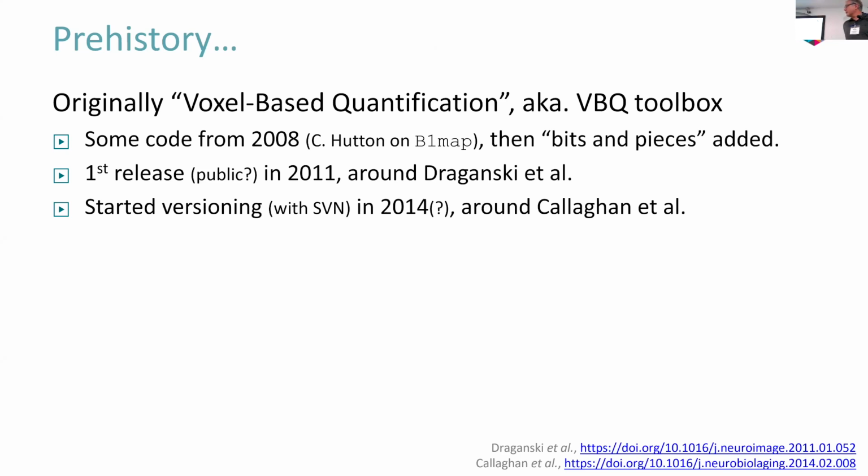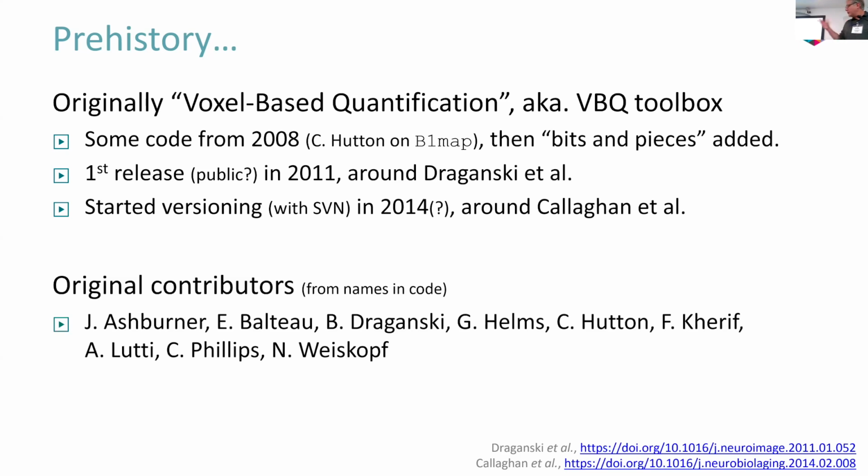And then it was really used for the first time, as far as I know, by Bogdan Draganski for his publication in 2011. Then Martina published the famous aging and qMRI data paper in 2014. And that's where things started being a bit more professional, and the code was versioned on the in-house SVN server. Then a bunch of people were involved, based on the names found in the code. You see Nick is there, John, Bogdan, Gunther Helms, Chloe Ferrat, who just arrived, Antoine, who's not arrived.